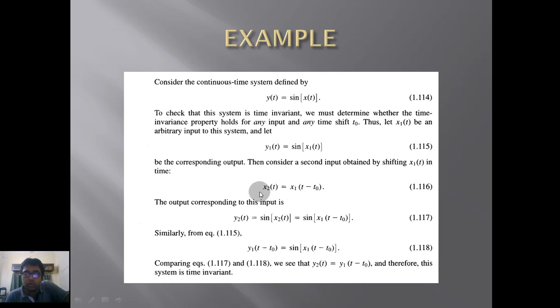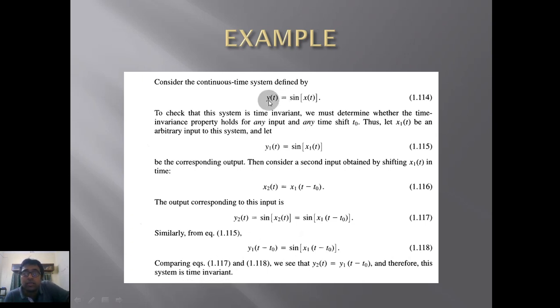So what will happen here? Now the output corresponding to this input is y2(t) = sin x2(t) = sin x1(t - t0). We just put the value of x2(t) here, and this is the sine function. Now similarly from equation 1.115, from this function we will put the same thing. We just put the -t0 value here. We will also put this value here. So comparing these two equations, we see that they are the same, and therefore this system is time invariant.